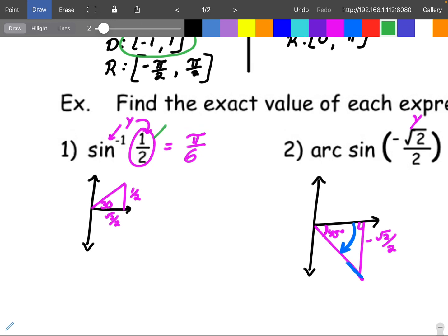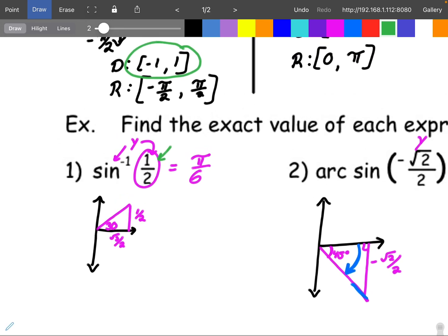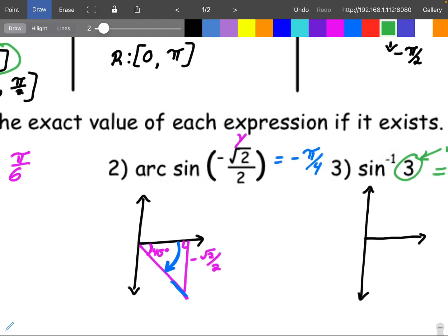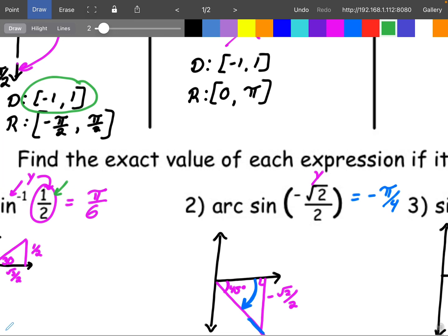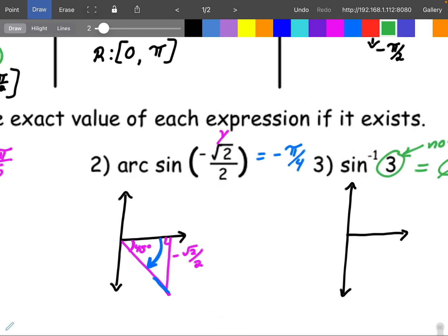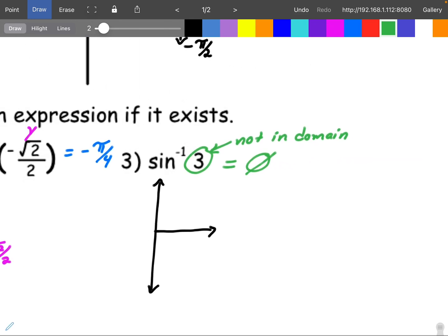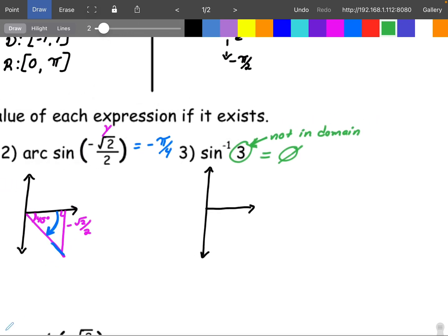The other ones were okay, because if I take a look at number 1, 1/2, that's in between -1 and 1. Great, we can do that. Number 2, negative √2/2. If you put that in your calculator, you're going to get a decimal, and that decimal is going to be somewhere between -1 and +1. So we were able to do that. However, number 3 is not in between -1 and 1. Therefore, we can't do inverse sine for that, and it's no solution.